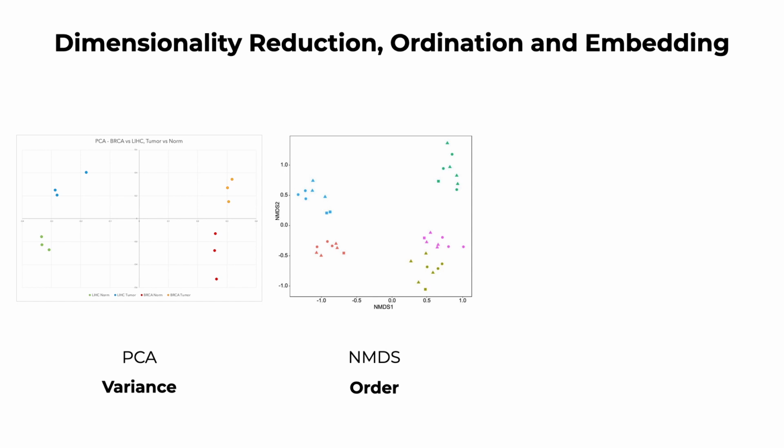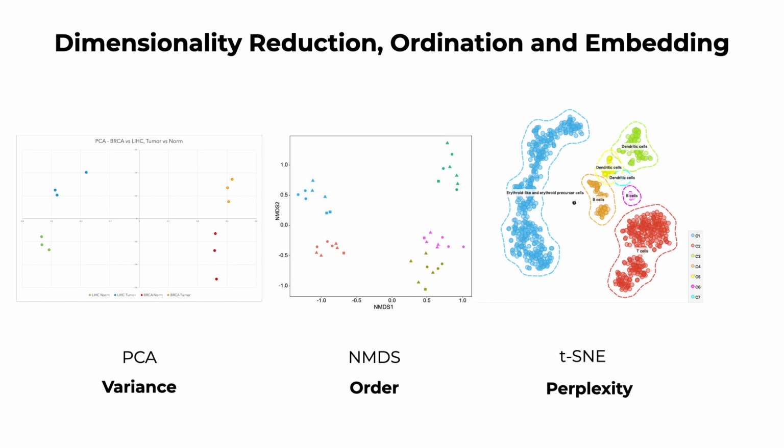The next method we talked about is t-SNE, or t-distributed stochastic neighbor embedding, which is a technique for dimensional reduction that is especially good for high-dimensional datasets with non-normal distribution. For example, we used it for single-cell data that is zero-inflated. Specifically, it models each high-dimensional object by a 2- or 3-dimensional point in such a way that similar objects are modeled by nearby points and dissimilar objects are modeled by distant points with high probability.